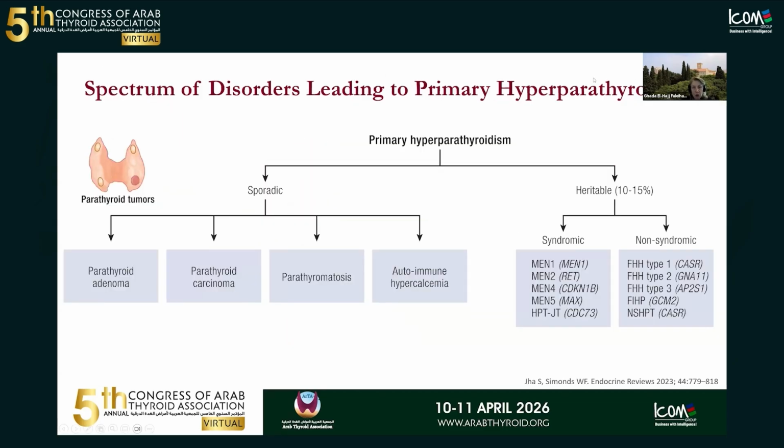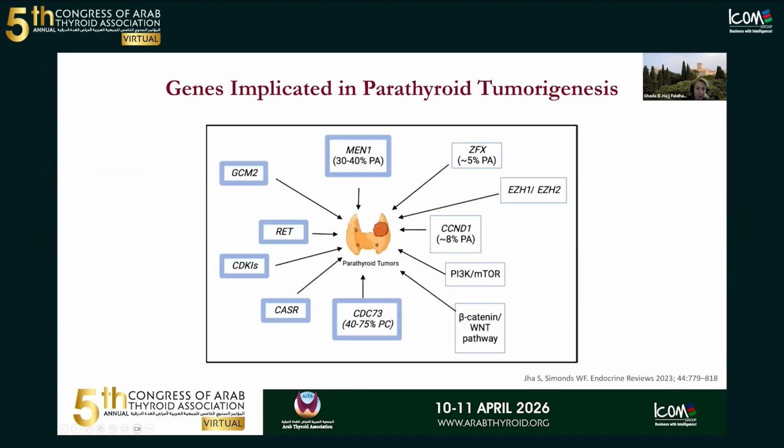Now, what is the spectrum of disorders that lead to primary hyperparathyroidism? The majority are parathyroid tumors. They could be sporadic, the majority, either adenoma, 1% carcinoma, rarely parathyroidosis. Autoimmune hypercalcemia has been described in Edward Brown's lab. Only 10 to 15% are inherited, and you can have 2 major categories, the syndromic with a known MEN1, MEN2, but we also have MEN4, 5, hyperparathyroid jaw tumor syndrome, and the non-syndromic are the FHH subtypes with mutation in the extracellular domain of the calcium sensing receptor or anywhere distal to that.